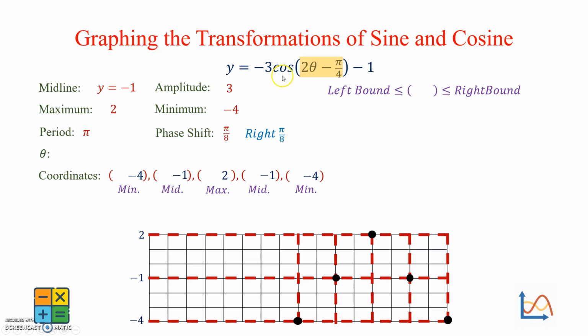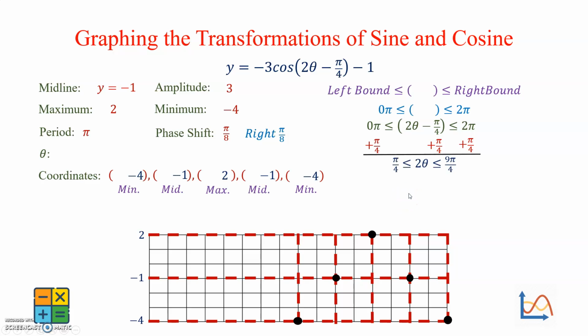The left bound and right bound is determined by what trig function, cosine. You'll see in future lessons that the left bound and right bound isn't always 0 and 2 pi. So it depends upon the trig function. Cosine, we know, starts at 0, ends at 2 pi. So now, substituting the expression inside the parentheses, let's solve for theta. First thing we'll do is add pi over 4 on all 3 sides. The arithmetic gives us pi over 4 less than or equal to 2 theta less than or equal to 9 pi over 4. To get theta by itself, divide all 3 sides by 2.